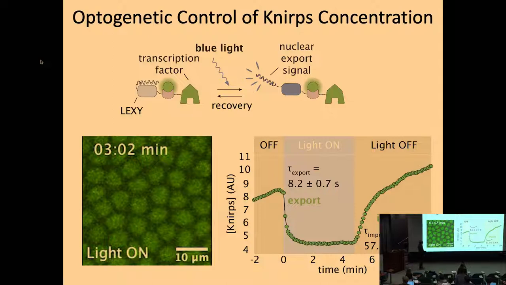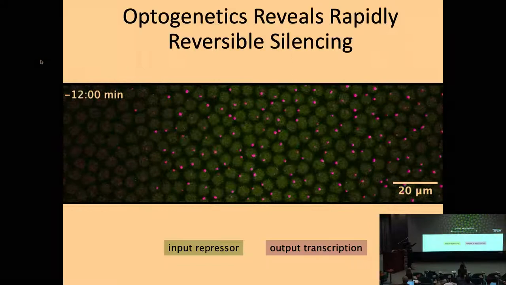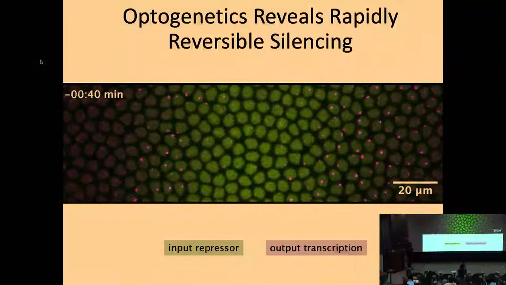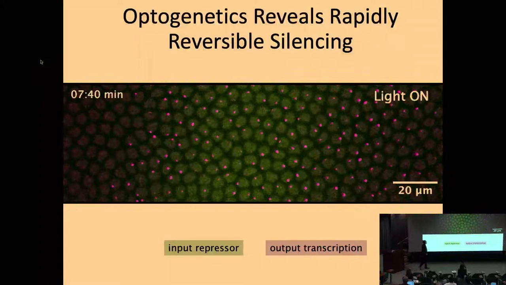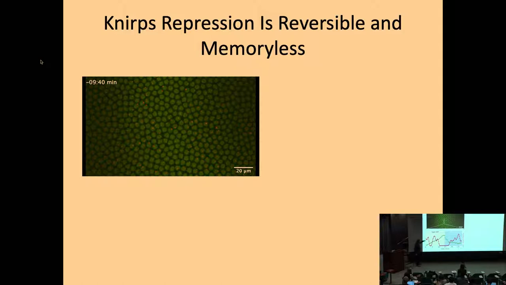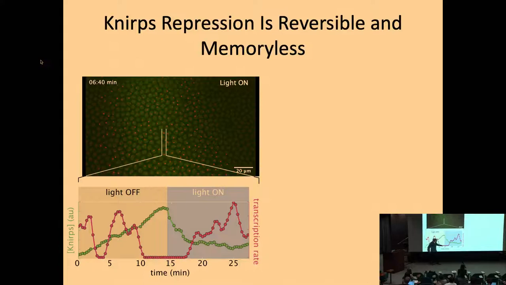And so this is the same movie I showed you before. Check it out. We started with the broad domain of expression. The repressor comes on. You got the stripes. But now we're going to turn on the light. And you can see very quickly, all transcription comes back. OK? So, let's look at an individual cell. And what you can see is how, again, the cell is bursting as a function of time. KNURPS crosses a threshold, no transcription. We turn on the light, and very quickly, you get transcription back.